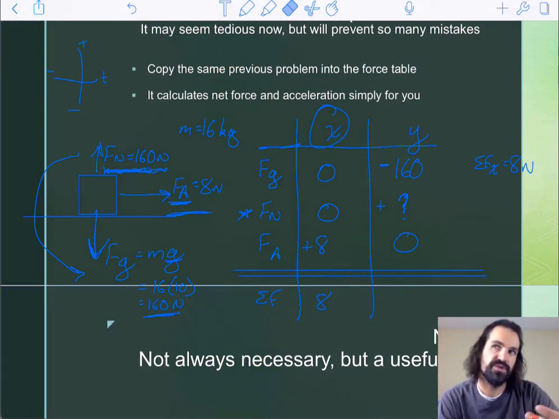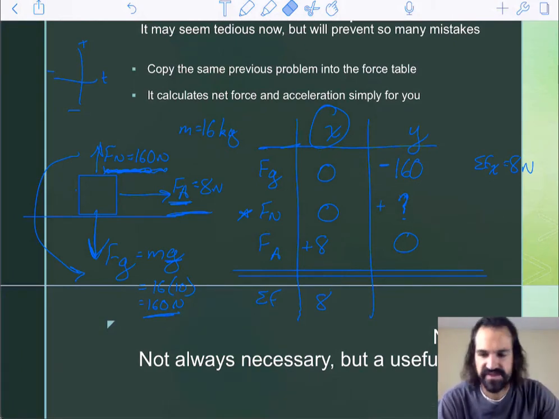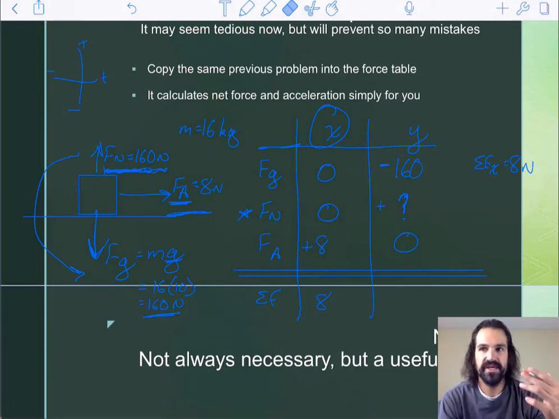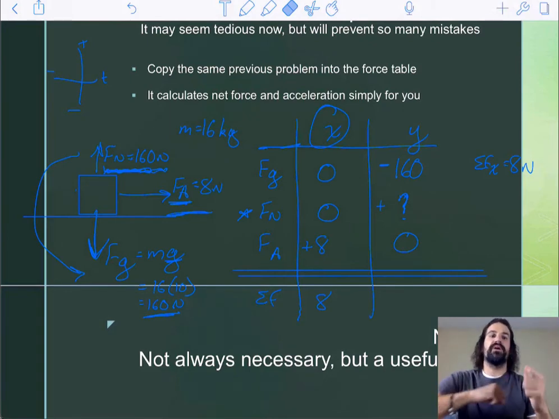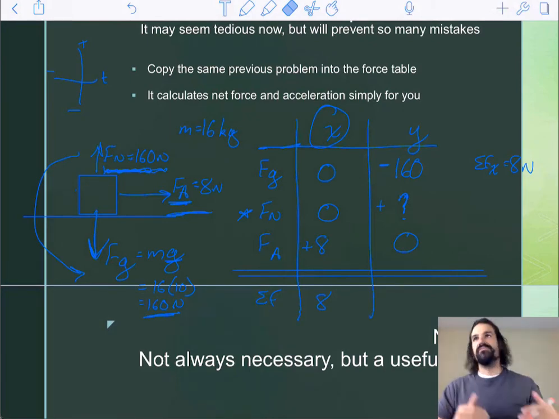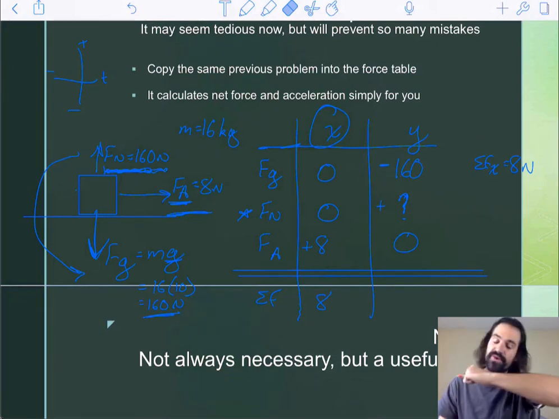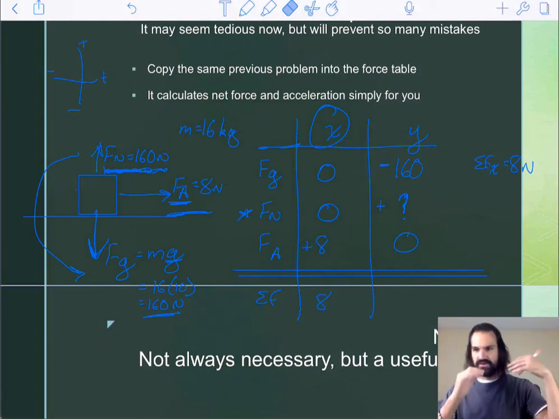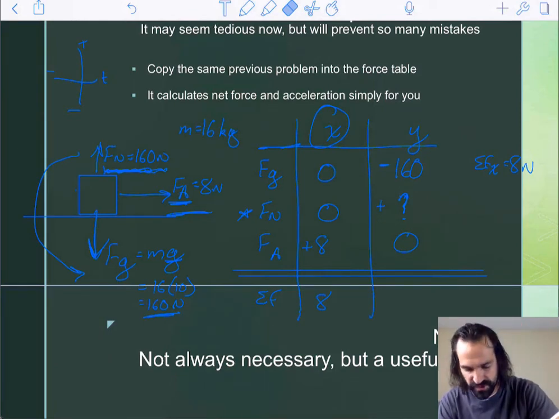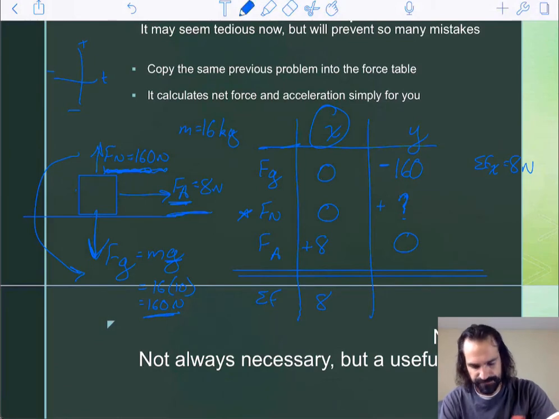But another thing you should be thinking about, something I've been telling you since day one: the first thing you should think anytime you see a problem is, is it speeding up, slowing down, or changing direction? Now you should be thinking about that in the x and y direction. Are the forces balanced in the x? Well, they're not in the x. Are they in the y? Yes, it's sliding horizontally. There's no vertical acceleration, which means the vertical net force should be 0.